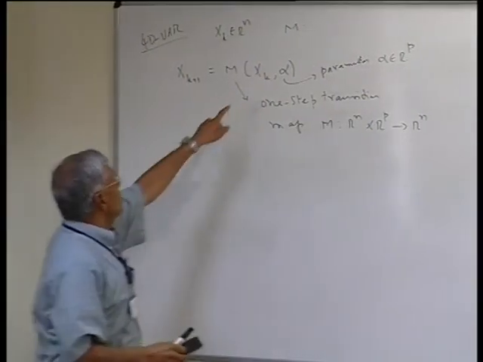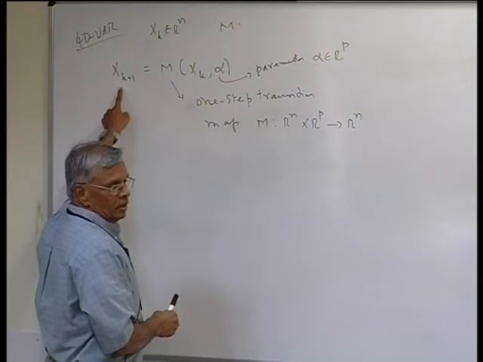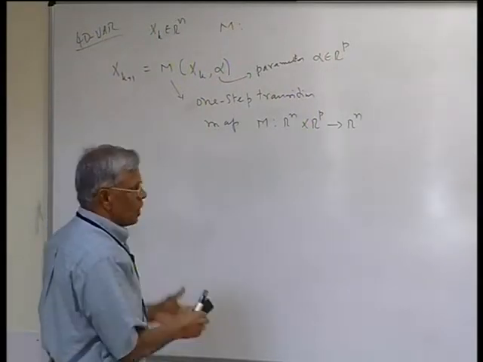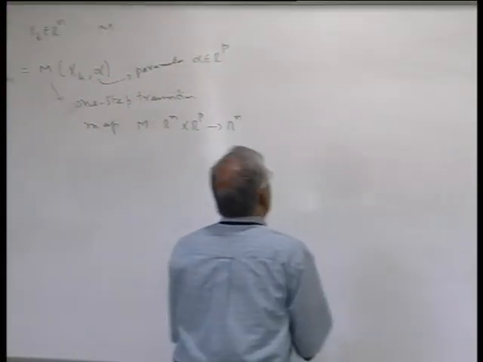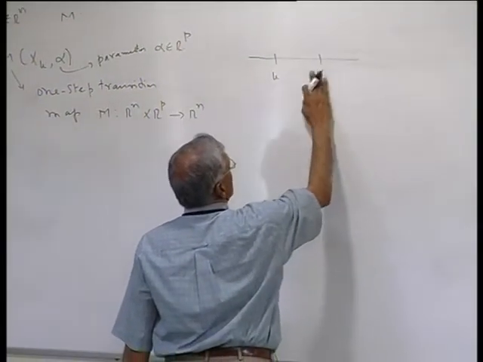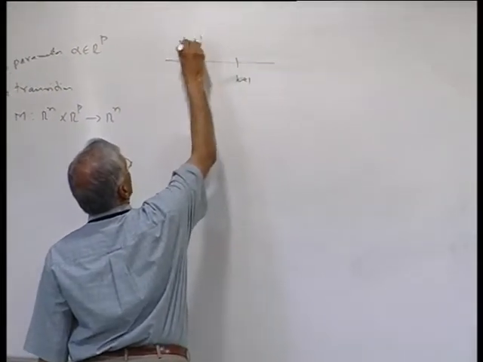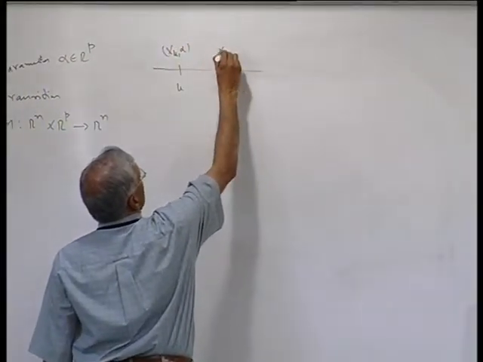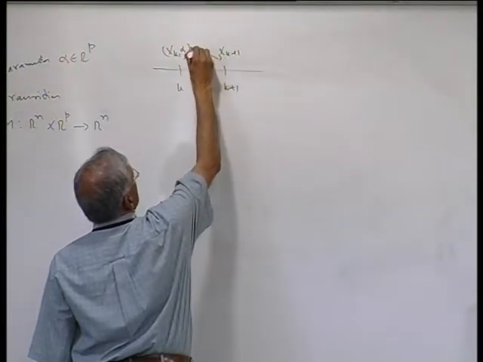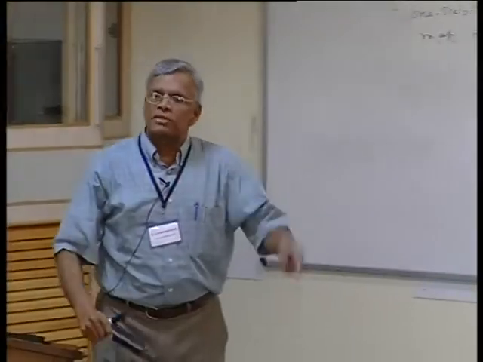So it takes the current state and the values of the parameter, and it spits out a vector that is going to be a future state. So the system evolves in time, in discrete time, k plus 1. Given x_k and alpha, this is going to define x_{k+1}. This map is given by M. That's called the one-step transition map. And how do we get this?